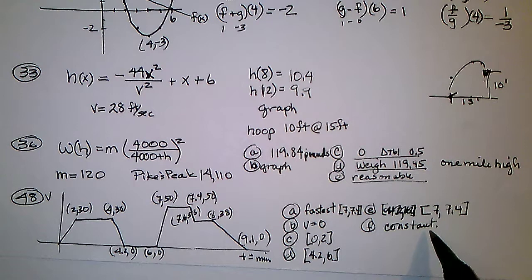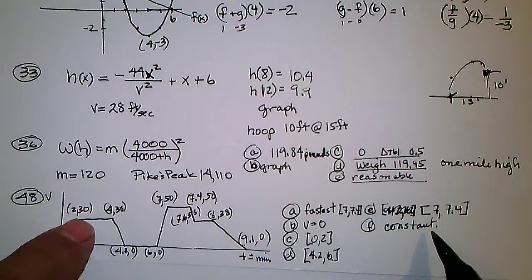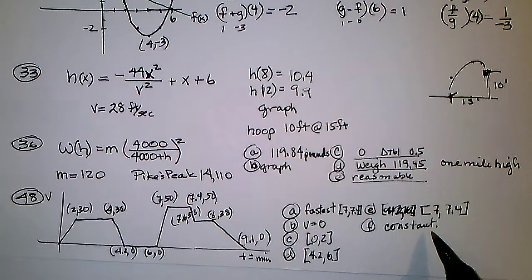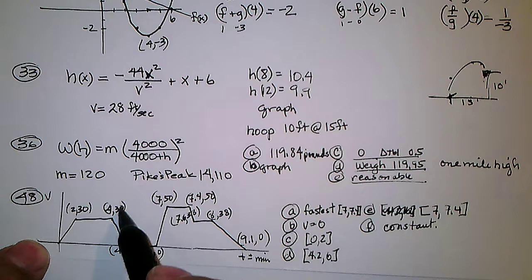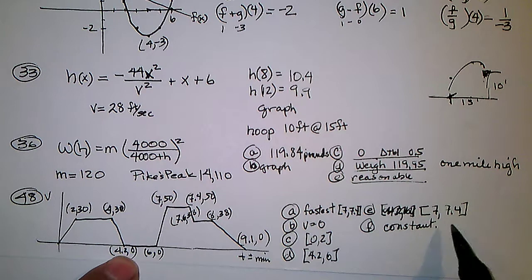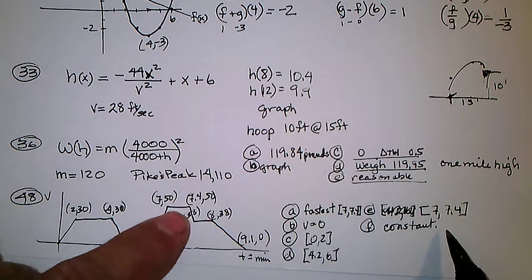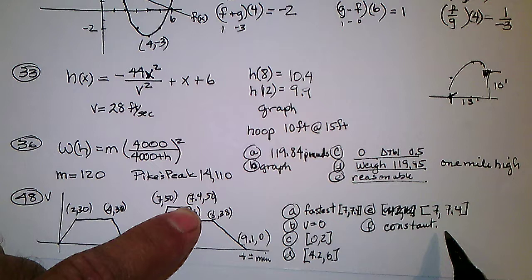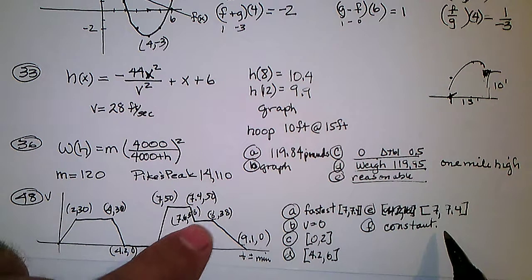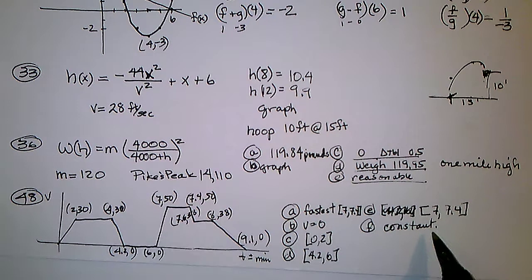When is the speed constant? Well, it's constant from 2 to 4, speed of 30. This was 30, not 36. It was constant from 4.2 to 6, stopped, constant speed. It was constant from 7 to 7.4, the speed was 50. And it was constant from 7.6 to 8, at 38. So there's constant 1, 2, 3, 4 intervals for the F. Okay? And that's that section.